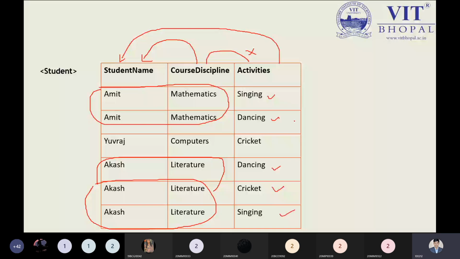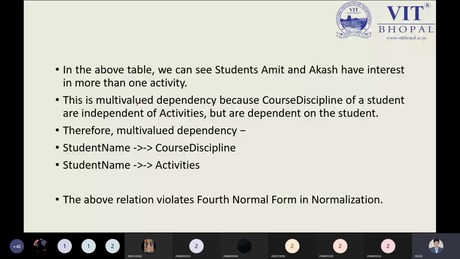So here we have a statement: student name multi-determines the course discipline and activities, which depend on the student. Because the activities and course depend on the student name, the above relation we have discussed would be violating the rule of the normalization.